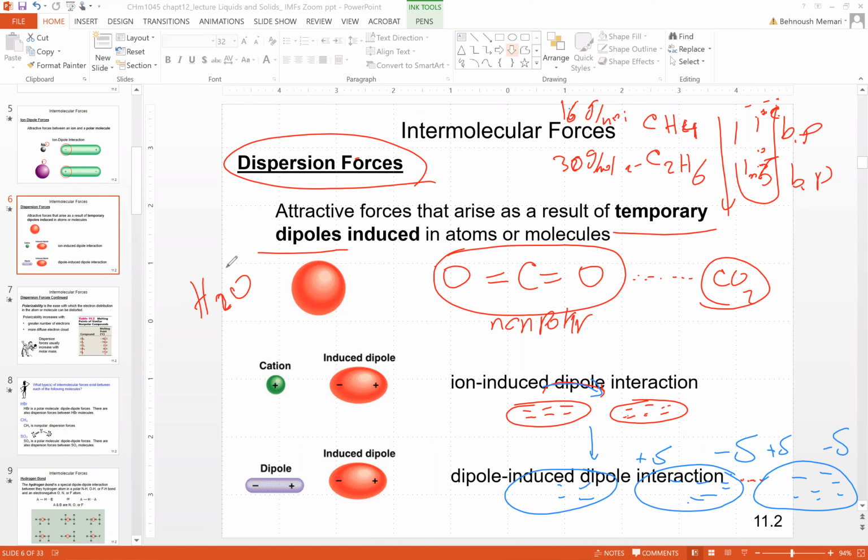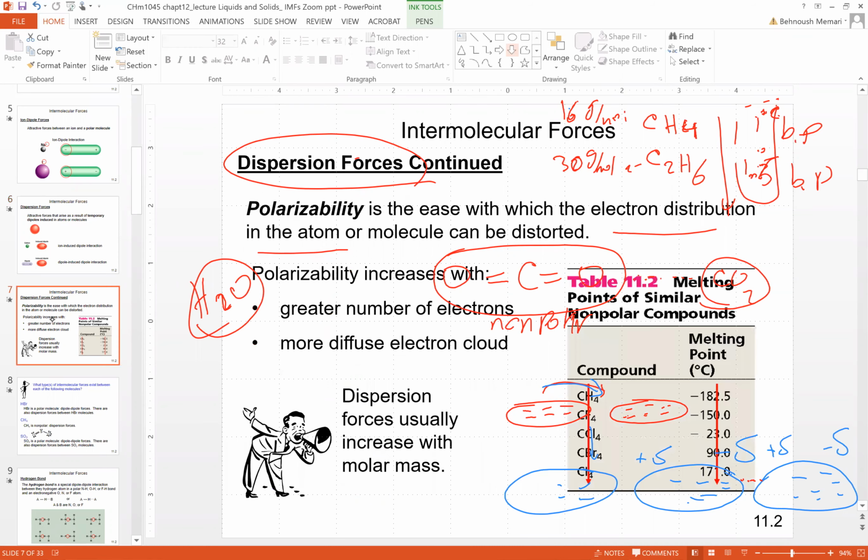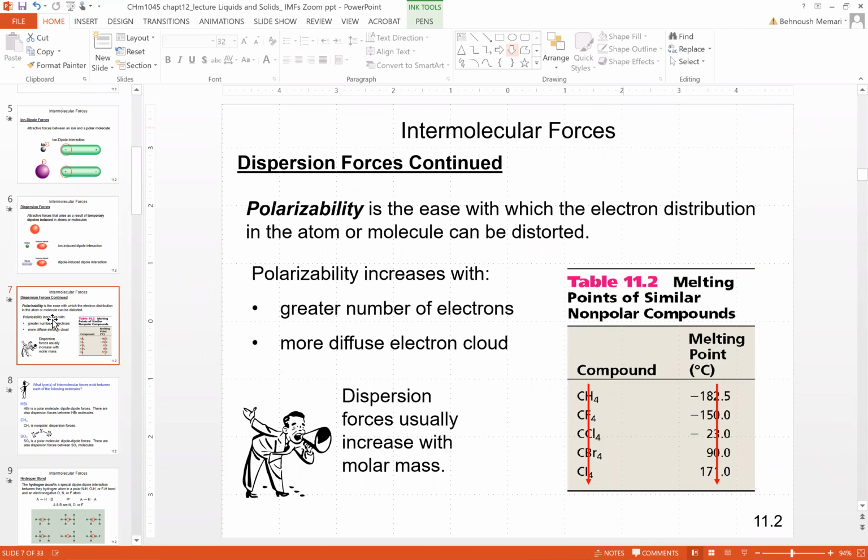And then you have your new one that we haven't talked about, hydrogen bonding. Water has hydrogen bonding. Hydrogen bonding is very strong compared to dipole-dipole and compared to the dispersion forces. But dispersion forces exist among all molecules, and dipole-dipole is between polar molecules, and hydrogen bonding is going to be very specific. But let's look at the continuation of the dispersion forces.